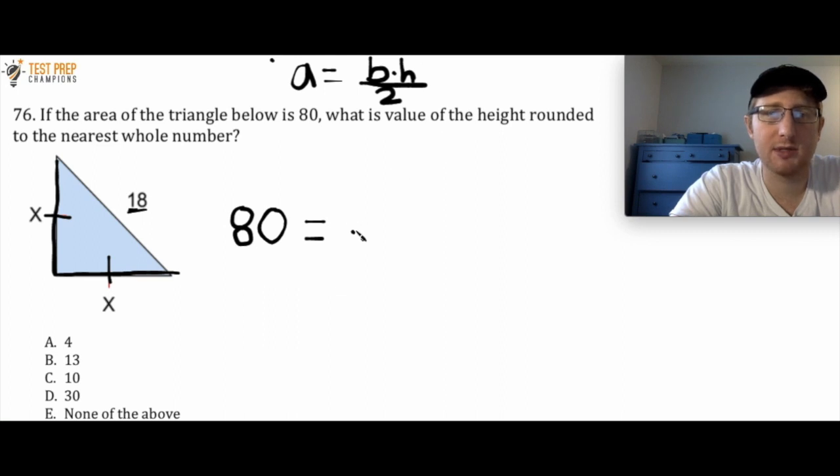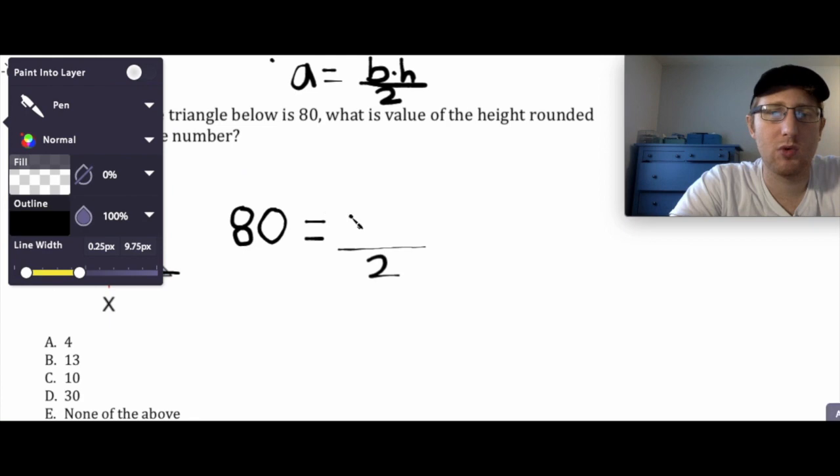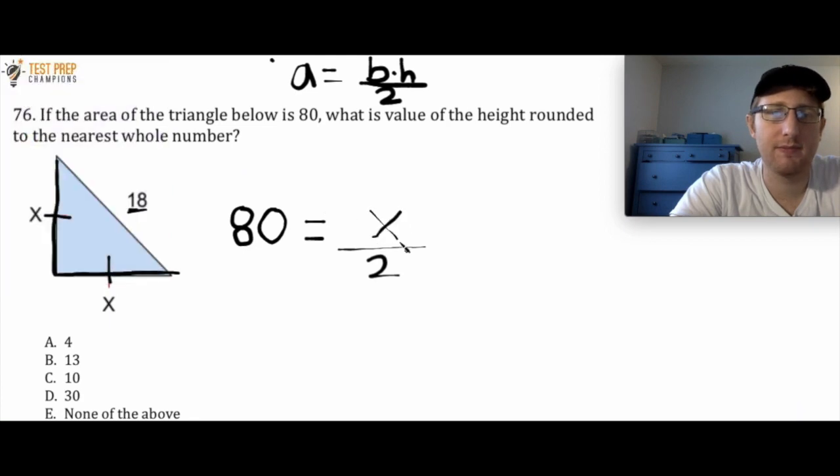So for base times height, it's really x times x divided by 2. All right, and so what is x times x? Well, x times x, I can more simply just call that x squared.